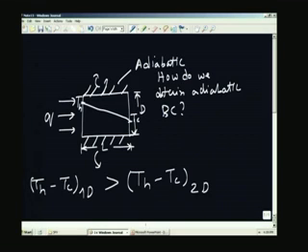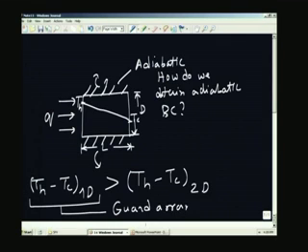So, how to make it one dimensional? We use what is called a Gardon arrangement, and what I will do is I will start the next lecture describing the Gardon arrangement and how it can be used to devise a heat flux gauge in which the heat flux and the delta T are in the same direction. Thank you.